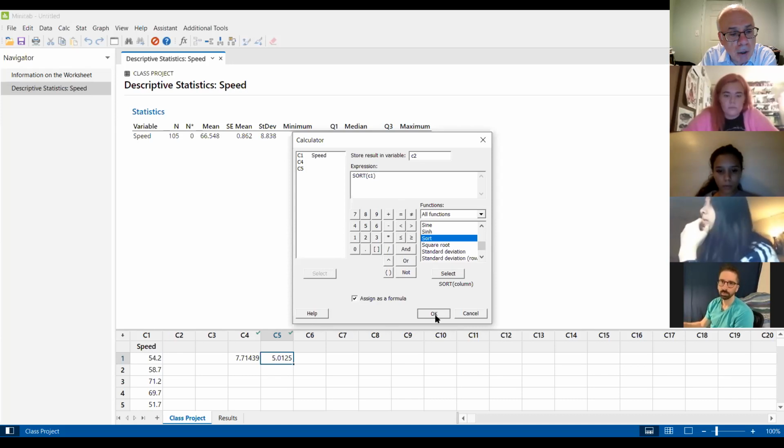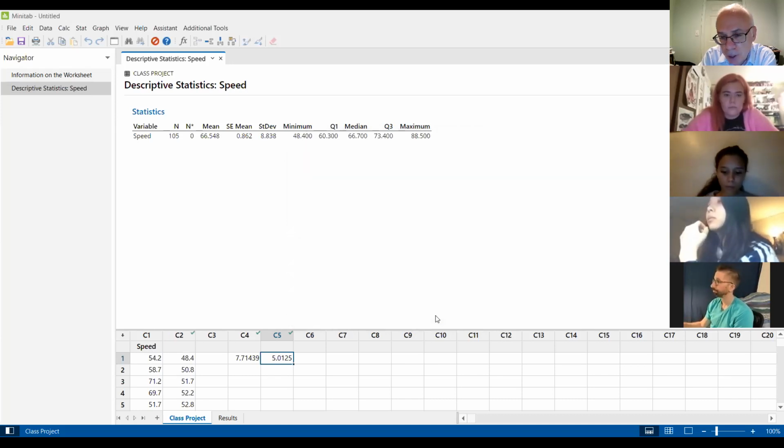Hit OK. There it is. Nice little feature. Now I have the sorted data set. So what I'm going to do now, it starts off with the minimum value of 48.4. I'm going to show you a couple of iterations of this process of creating the frequency distribution table in this case, and I'll show you why I came up with the result that I did.